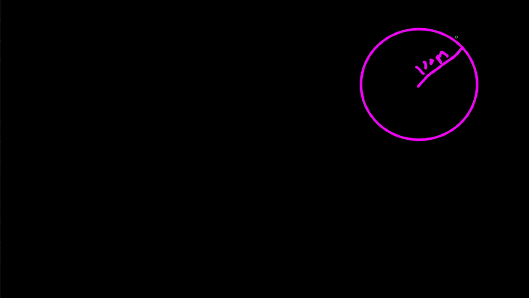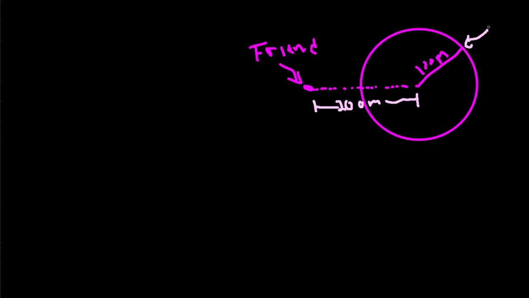The question is, so there's another bit of information here. There's a friend standing 200 meters away from the center of the track. So if this is 100 meters, another 100 meters, and I have my friend right here, that distance there is going to be, I'm going to draw it in white, 200 meters. And my runner over here.